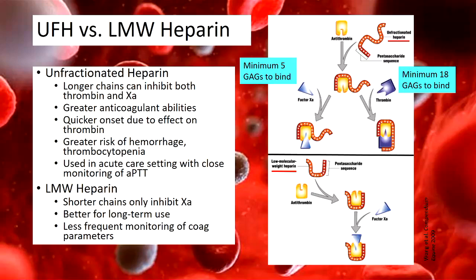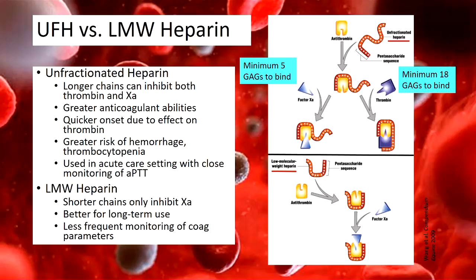All right, you need at least 5 glycosaminoglycans for heparin to bind. So this is the heparin, this is the antithrombin 3. Heparin binds and gets it to change its shape and do its job better. With unfractionated heparin, some of those shorter chains only bind factor 10A basically, but that's okay because that's often all you need. All right.